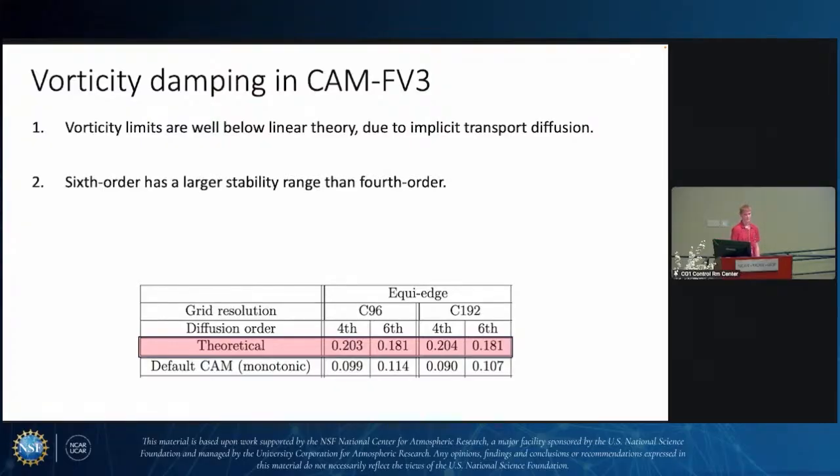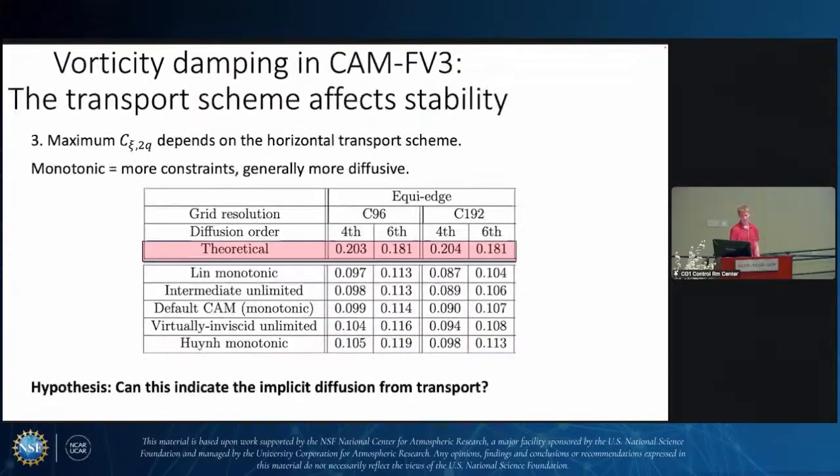I found, interestingly, that a higher order of vorticity damping actually meant I couldn't make the coefficient as large. Okay, sorry, no, the other way around. I could apply a larger coefficient with a higher order, which is counterintuitive from linear stability theory, something I still need to look at. The last point is that I applied a number of different transport schemes. We have monotonic ones, which have more constraints and are generally more diffusive, and unlimited schemes with fewer constraints. There were different levels of vorticity damping I could apply before blow up.